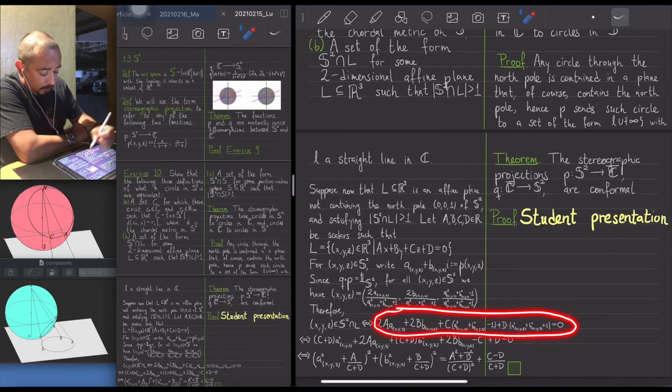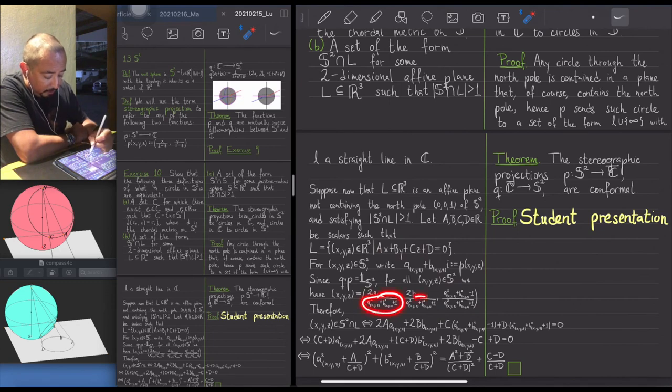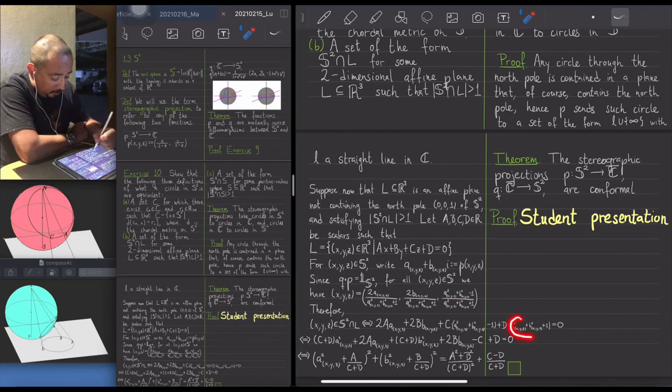And notice that what I've done here was just to plug these three numbers into x, y, and z, and then multiply by the common denominator. So this is why the common denominator appears multiplying d. Okay, right. And here it's important that we have if and only if.